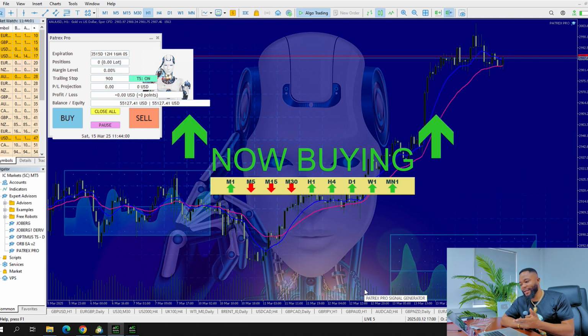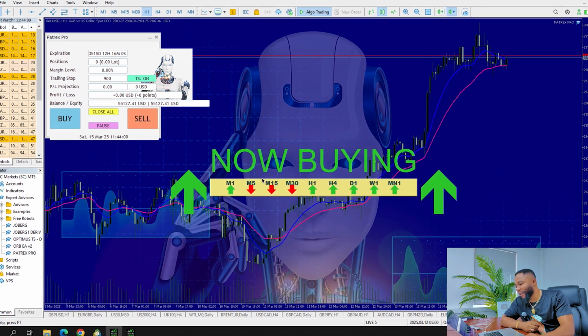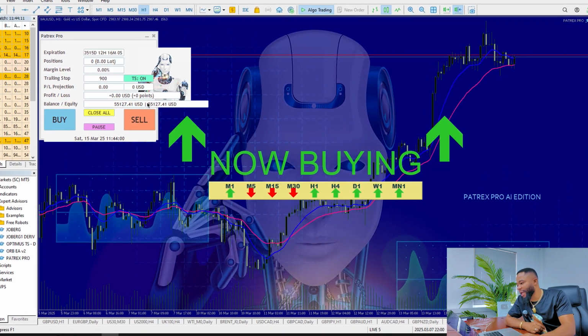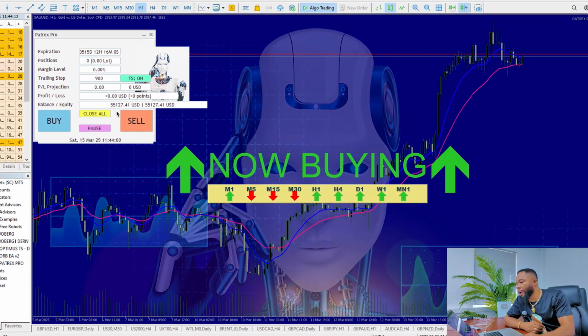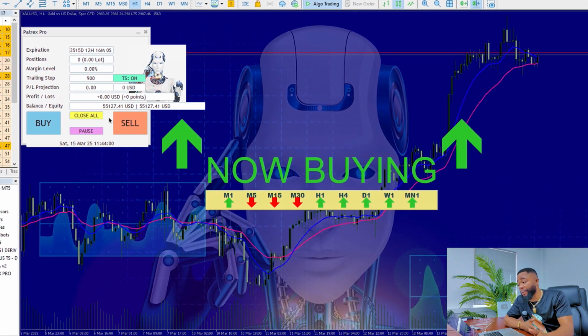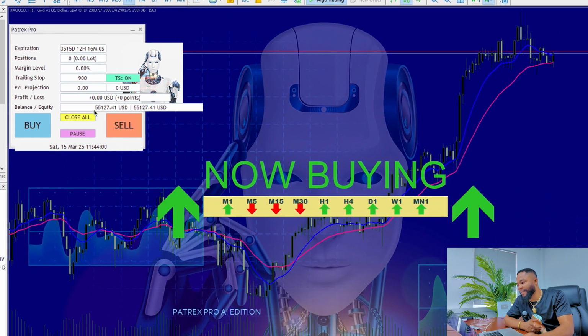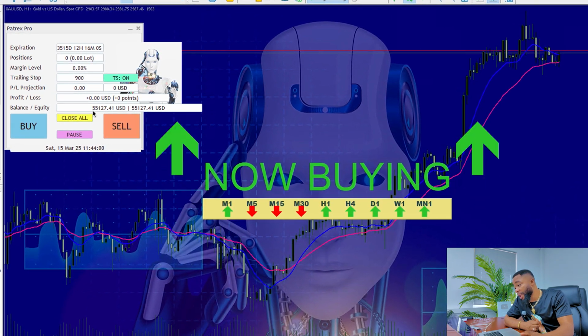Boom, that is it. Can you see that? This is the cockpit of Patrex Pro, or the dashboard of Patrex Pro, and you can see what is happening here. This was actually on a $50,000 Pro firm account, and I just needed to make 10% to pass. And as we speak, you can see I'm standing on $55,000.